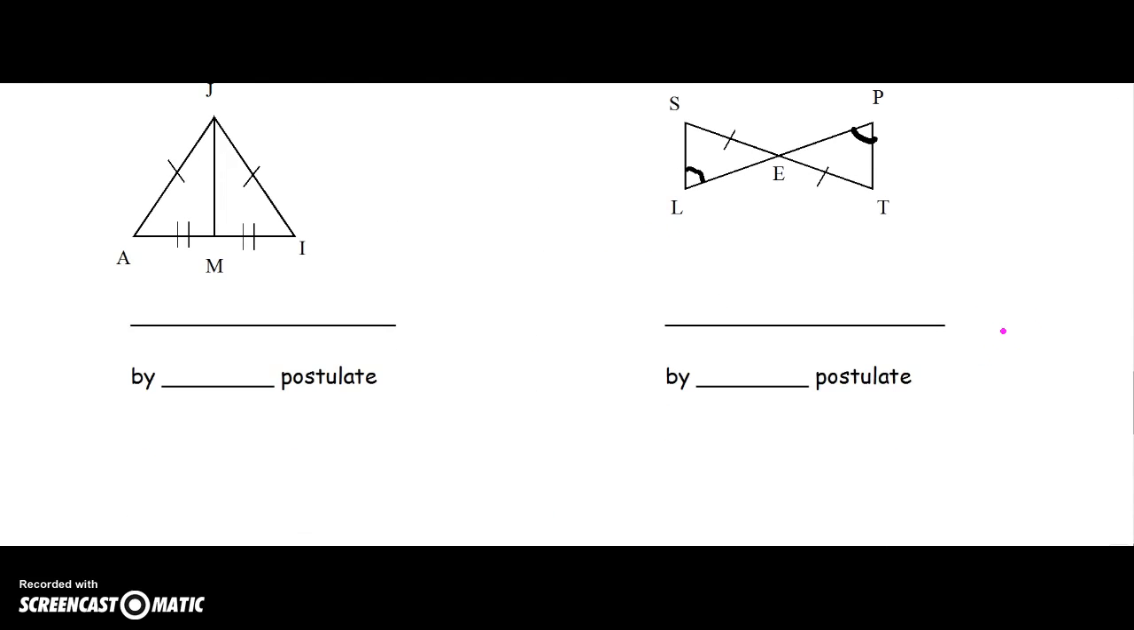So here's two more. Here we have a reflexive side, so make sure you're always looking for vertical angles and reflexive sides. So you have a matching side, and another matching side. So this is congruent by side-side-side. Like I said, always look out for reflexive sides and vertical angles. So you have vertical angles, you have another side here, and then you have another angle. Angle, angle, side is how you would prove that congruent.